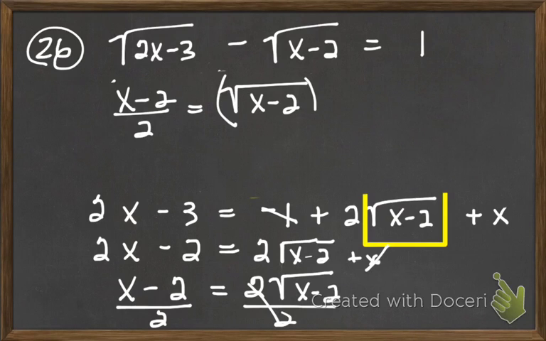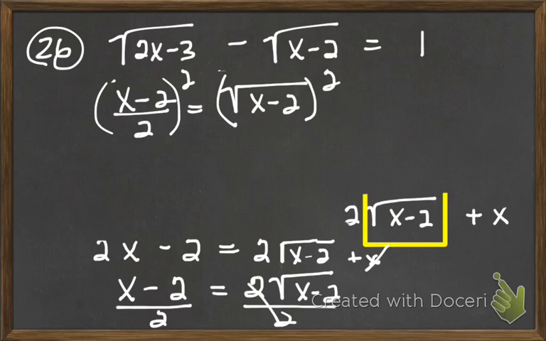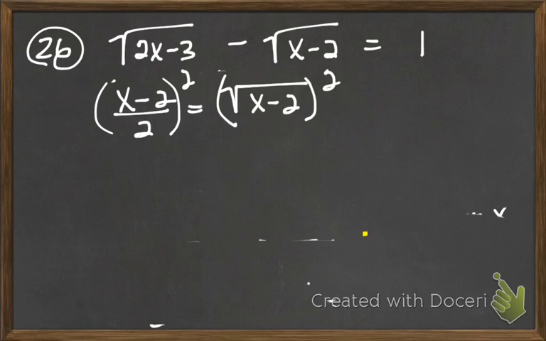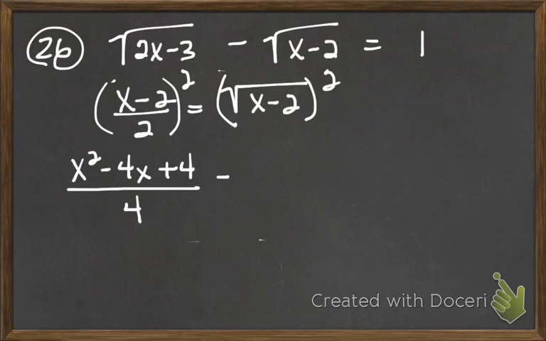Now you're going to square both sides. You're going to square the top. That's a binomial squared, so you're going to use your shortcut: square, double, square. You're going to square the bottom. 2 squared is 4. What happens on the right-hand side when you square the square root of x minus 2? You just get x minus 2.